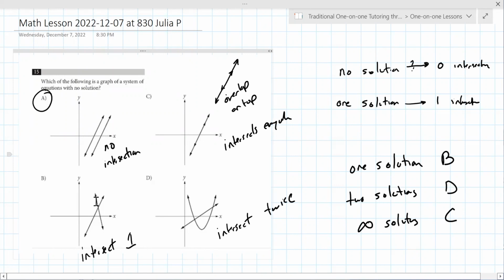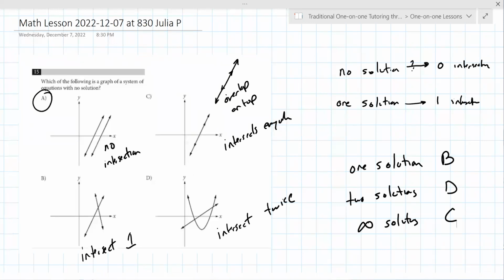Most systems have one solution. That's what we looked at yesterday, last night. A parabola and a line could intersect twice. That's the case here. But two overlapping lines have infinite solutions because they intersect everywhere. So I'm not sure if this is what you had in mind, but that's our first starting graph picture. I think that's what you meant here.